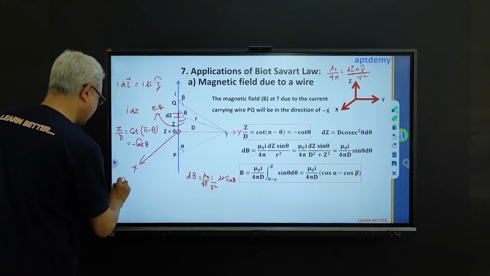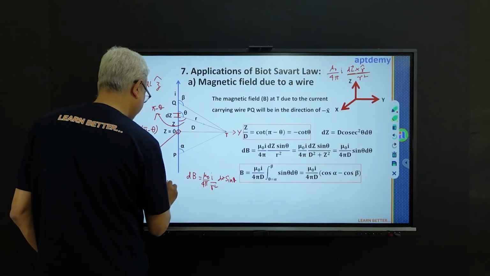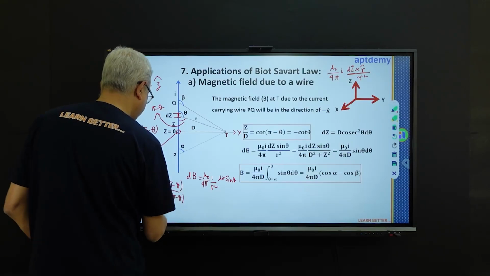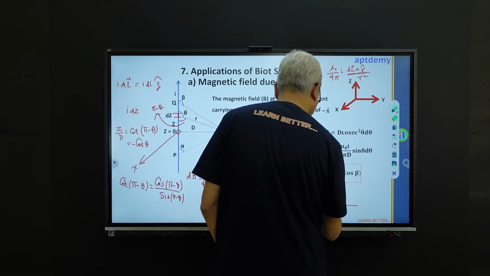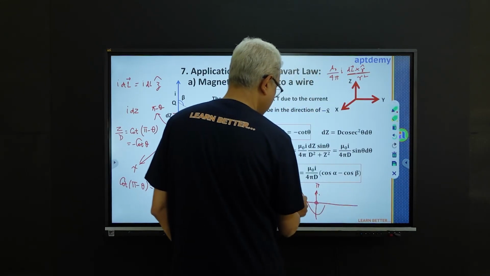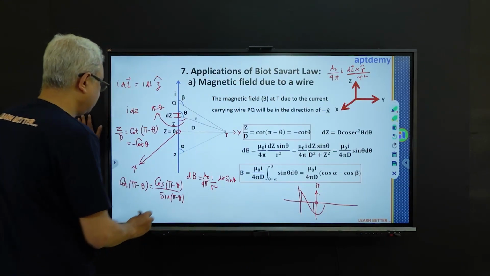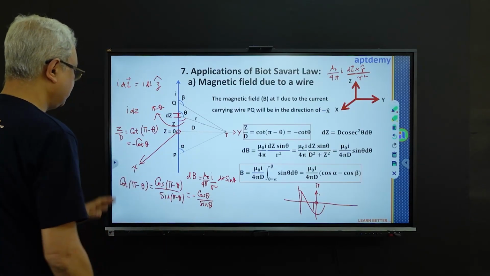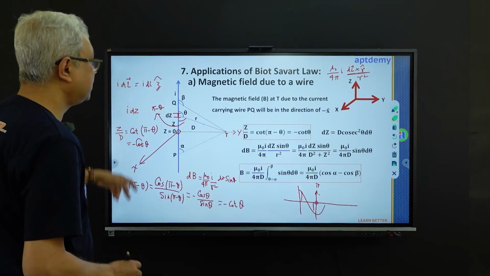Because cot(pi minus theta) is cos(pi minus theta) divided by sin(pi minus theta), and cos(pi minus theta), if you recall the cos curve, this point is pi. So cos(pi minus theta) is negative of cos theta, divided by sin theta. So it is negative of cot theta.